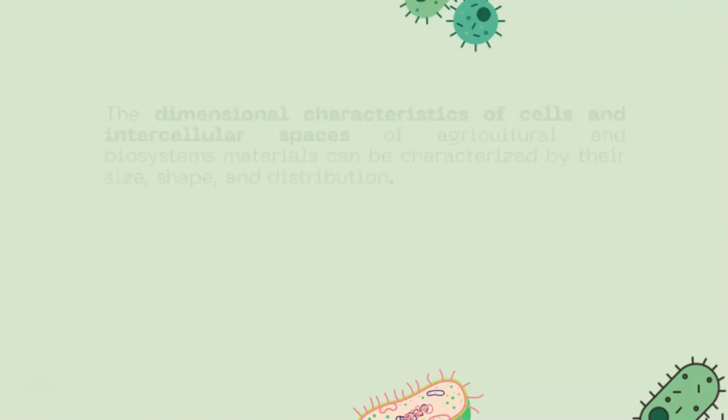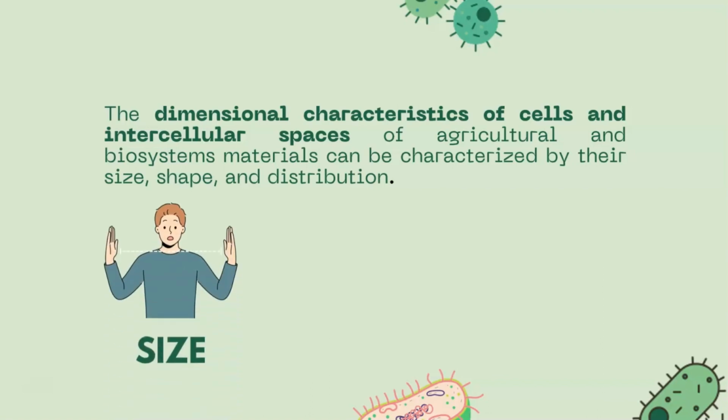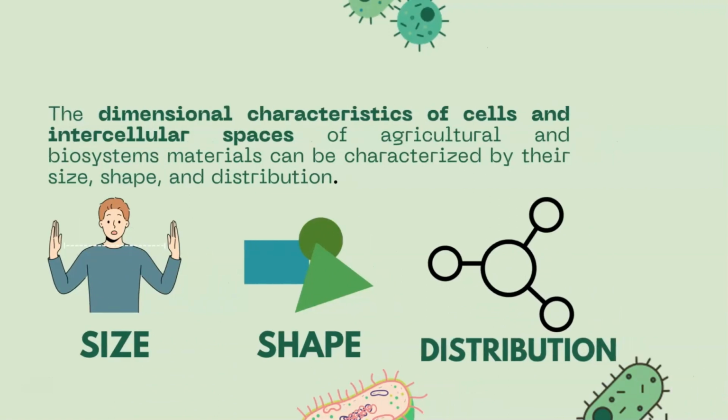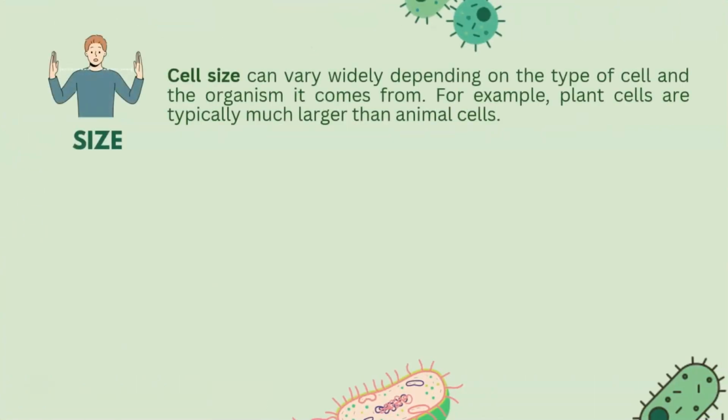Now, let's proceed to the dimensional characteristics of cells and intercellular spaces. Agricultural and biosystems materials can be characterized by their size, shape, and distribution. Cell size can vary widely depending on the type of cell and the organism it comes from. For example, plant cells are typically much larger than animal cells.